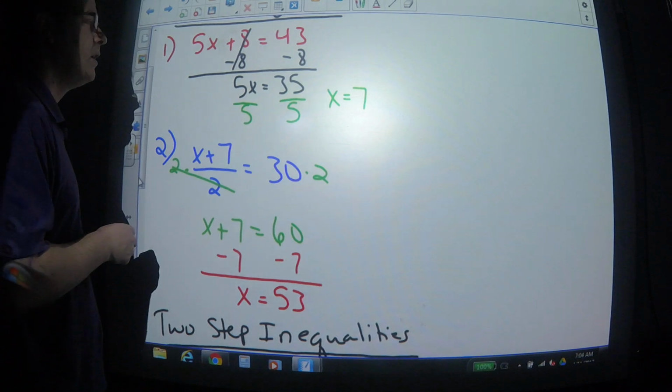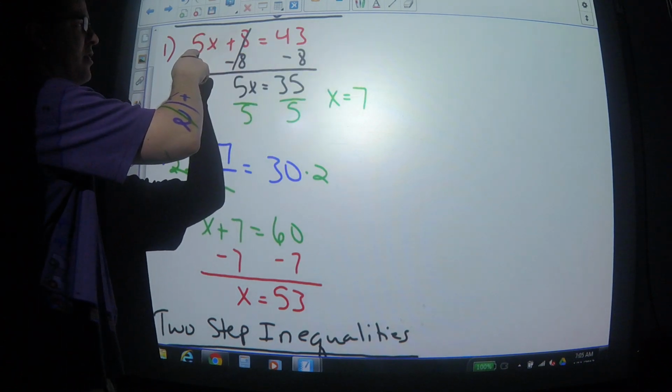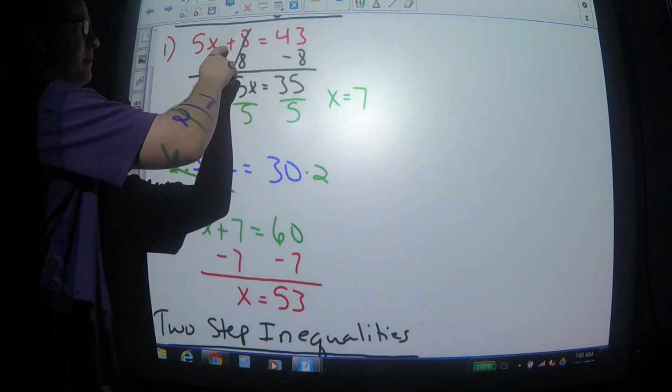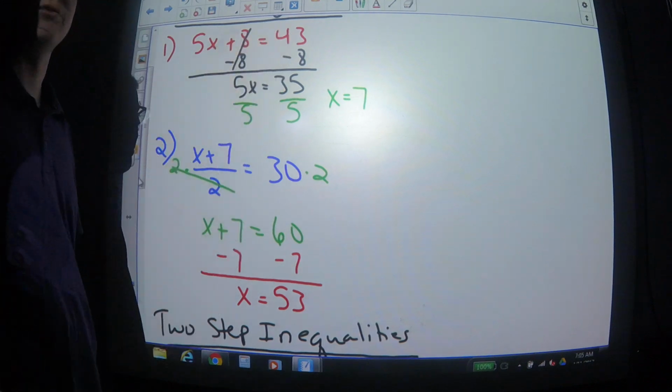All right? And if I substitute it back in, I'm going to get 35, because 5 times 7, plus 8, which is going to give me 43. Okay?